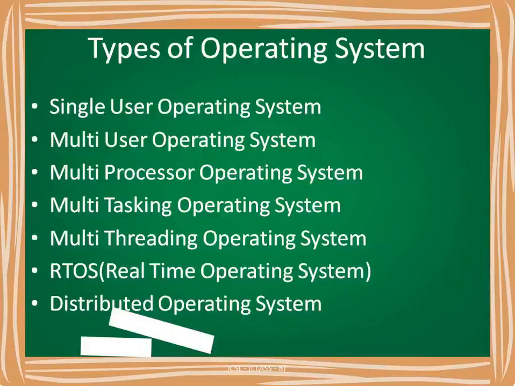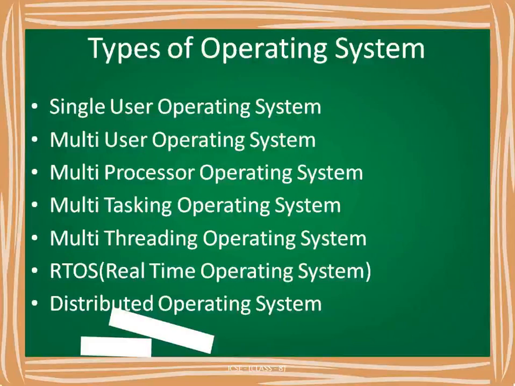The second one is the multi-user operating system. More than one user can be created in a system. That is a multi-user operating system. In the sense, all the users which we have created can access their accounts and do their work. For example, Windows XP, Windows 8, Windows 7, Windows 10, Linux, Unix. These are all multi-user operating systems. Multiple users can be used.